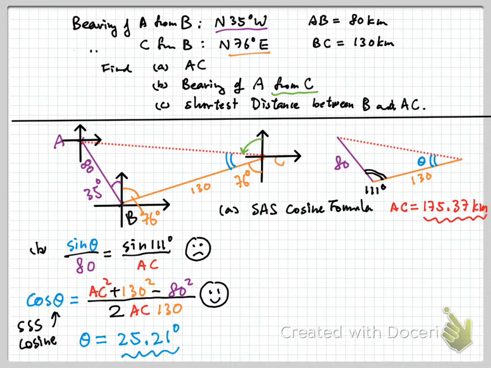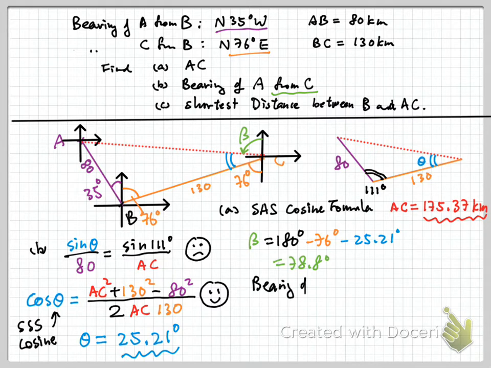We have the green angle. Let's call the bearing beta. Beta will be 180 degrees minus the orange angle, 76, minus the blue angle, 25.21, and beta comes to 78.8 degrees. So you can write the answer statement. The bearing of A from C equals north 78.8 degrees west.